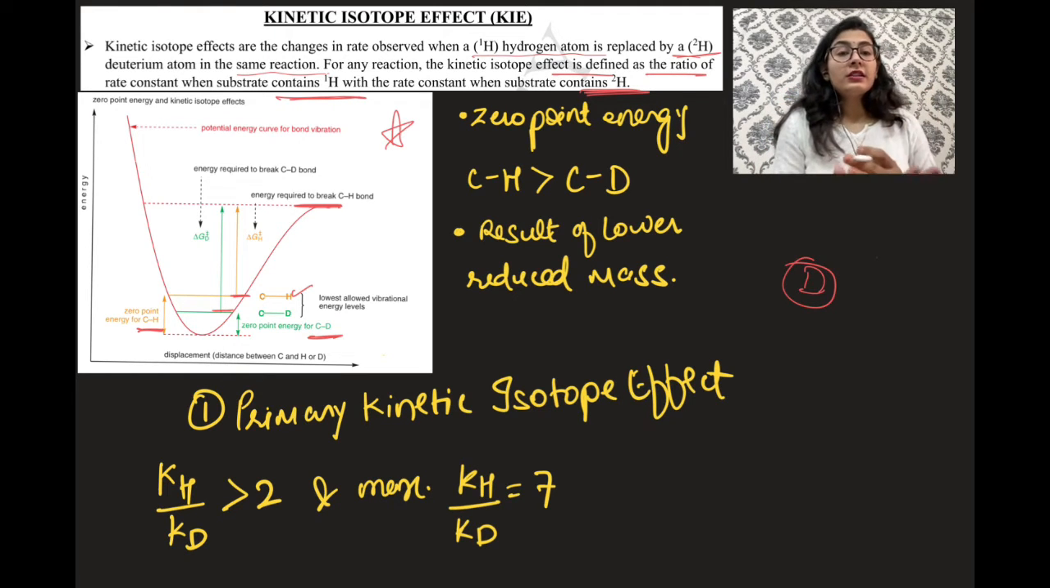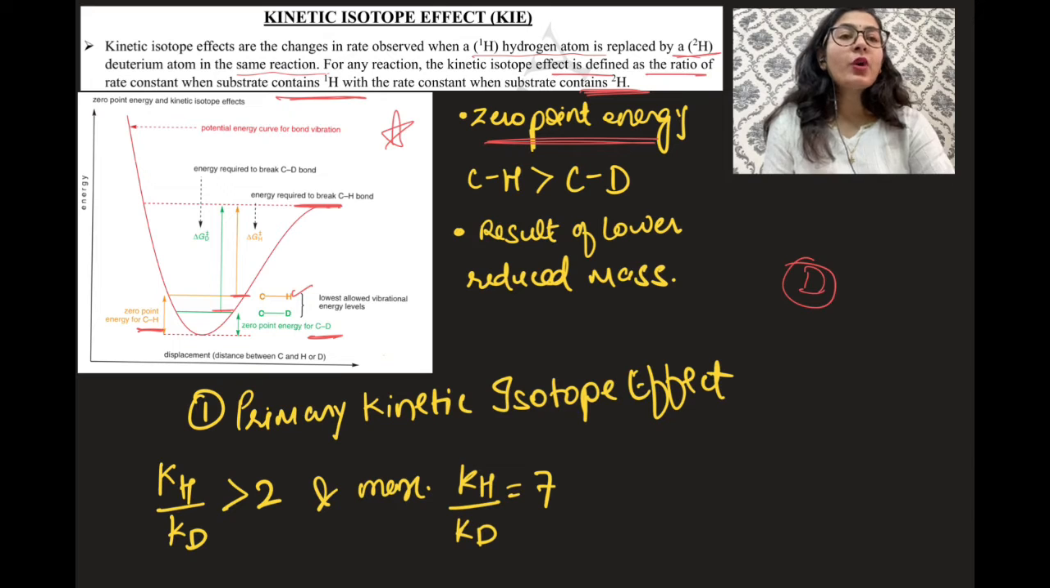So the delta G, the free energy required for bond dissociation, is lower for the CH bond, that's why it breaks easily. So the zero point energy of the carbon hydrogen bond is higher than the carbon deuterium bond. As a result of this, we say that this makes the CH bond easier to break as compared to a CD bond.